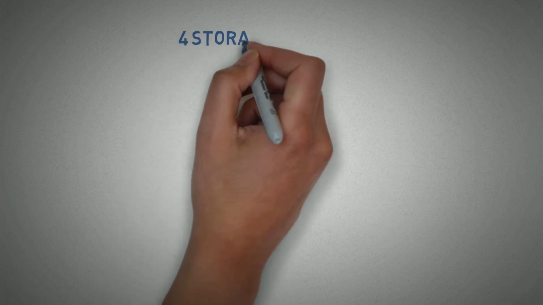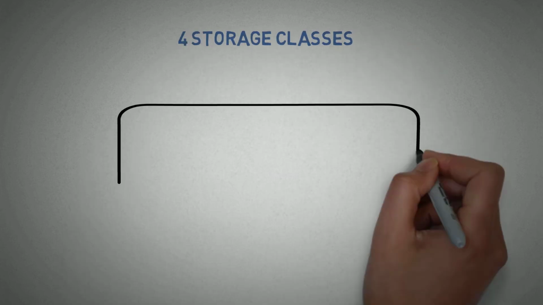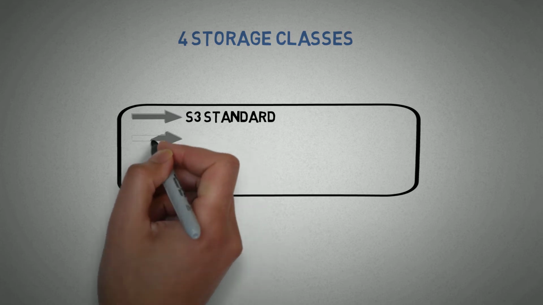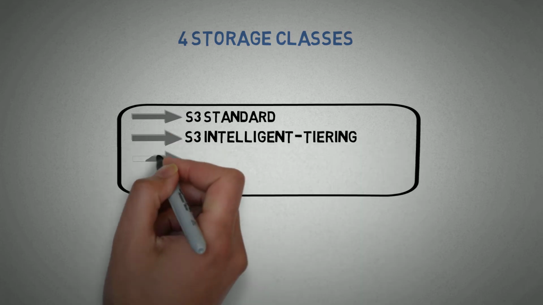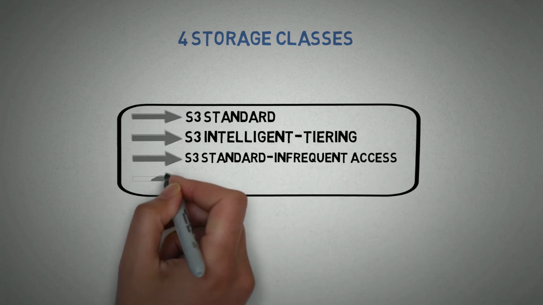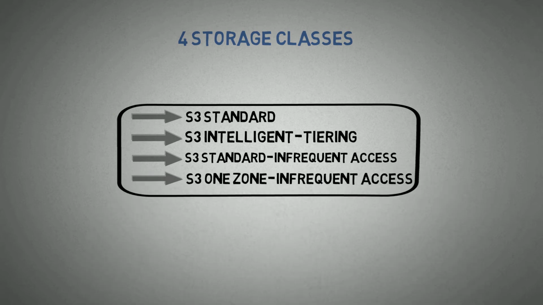So in this video, we are going to discuss four storage classes that are S3 Standard, S3 Intelligent Tiering, S3 Standard Infrequent Access, and S3 One Zone Infrequent Access.